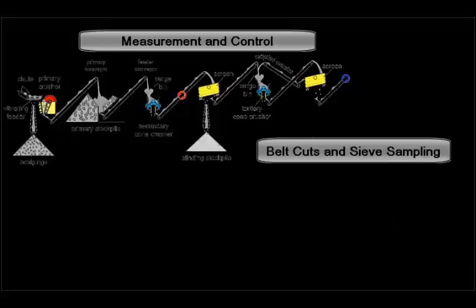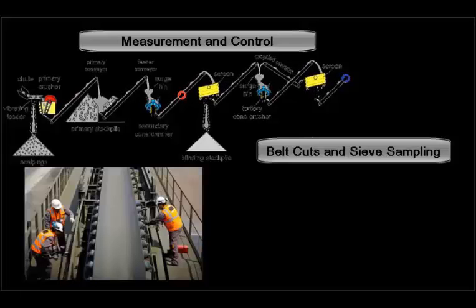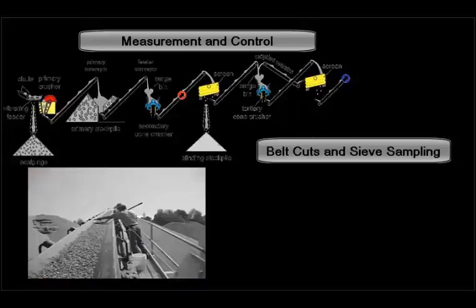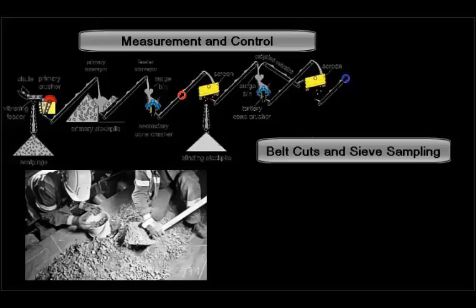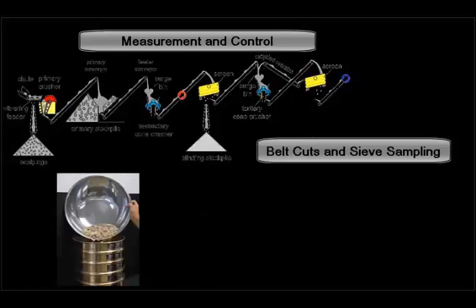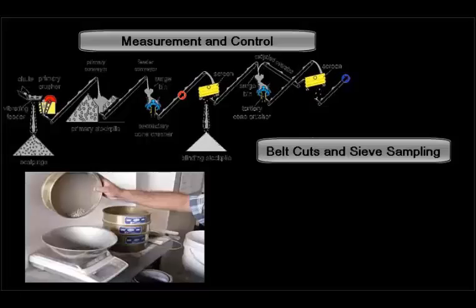The industry's mainstay measurement tool has been belt cuts and sieve sampling. These methods are widely accepted as a tool for product quality control. The process begins with the selection of belts to sample, bringing the operation to a stop, then using a shovel and brush to manually remove the product from the selected belt cuts. The sample is then sent to a lab where a technician analyzes each sample, and then in a few hours, or days in the case of multiple samples, the production manager receives the results.